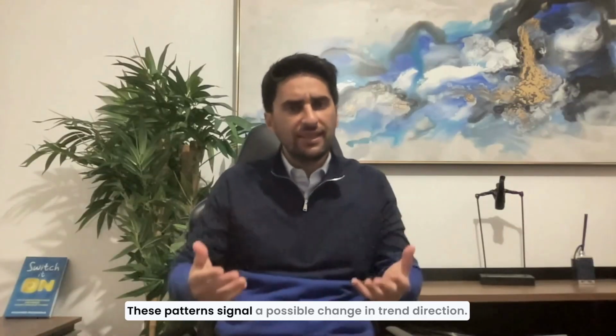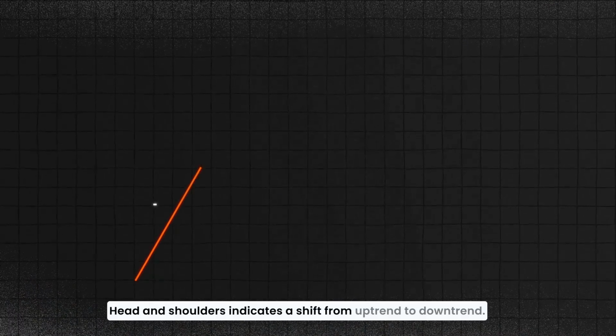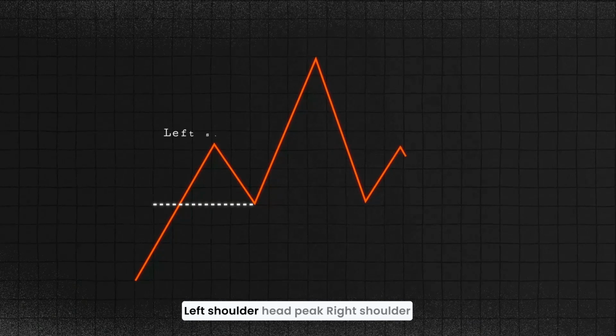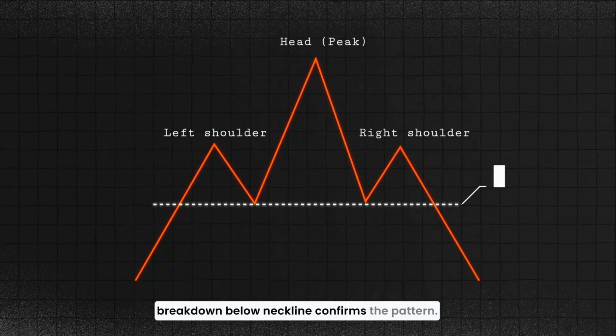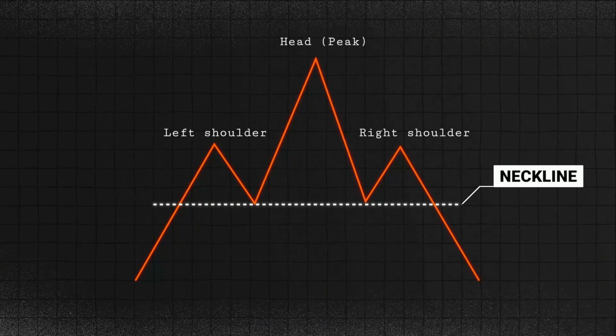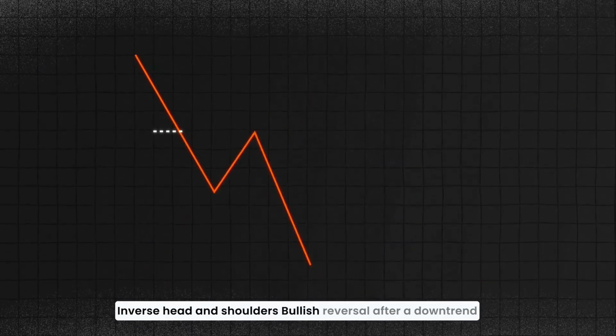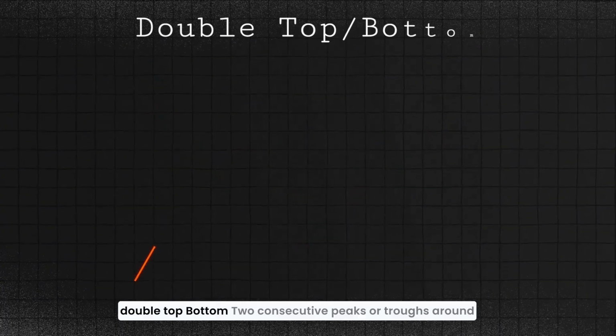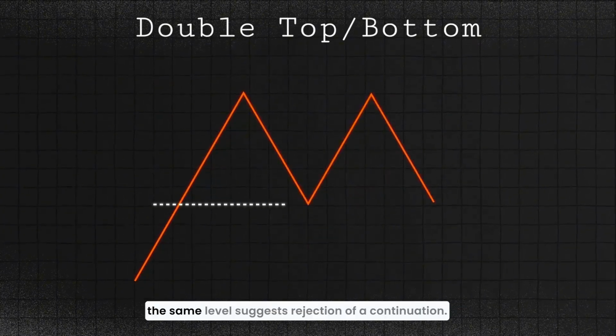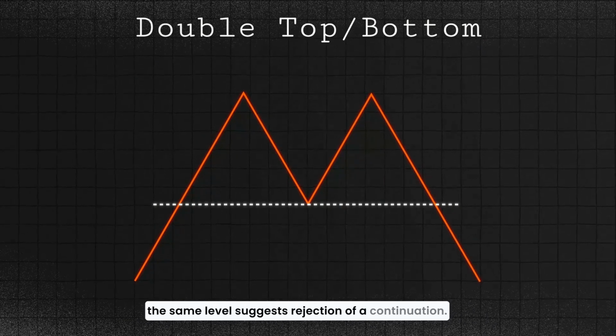These patterns signal a possible change in trend direction. Head and shoulders indicates a shift from uptrend to downtrend: left shoulder, head peak, right shoulder. A breakdown below the neckline confirms the pattern. Inverse head and shoulders is a bullish reversal after a downtrend. Double top or bottom: two consecutive peaks or troughs around the same level, suggesting rejection of a continuation.